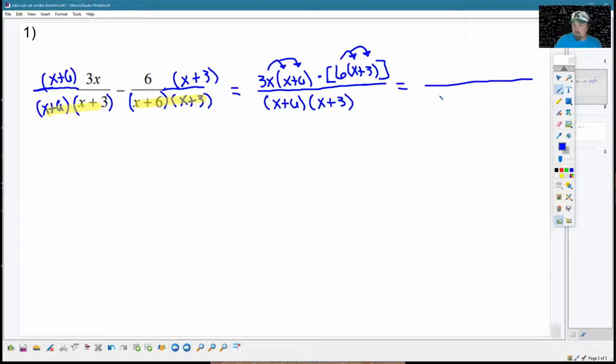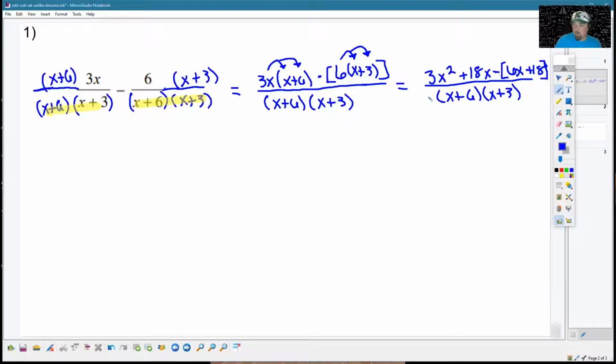So the denominator is not going to change at all throughout this. So we have x plus 6, x plus 3 on the bottom. So let's distribute here. 3x times x is 3x squared. 3x times 6 is 18x. Now we're going to leave this minus in here and draw this little bracket, and we'll distribute that in a second. But 6 times x is 6x, and 6 times 3 is plus 18.